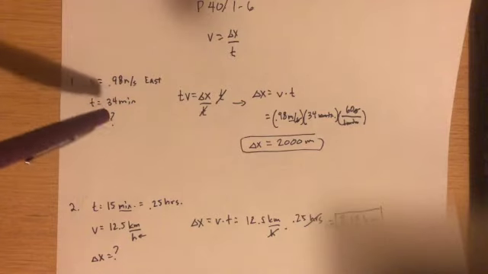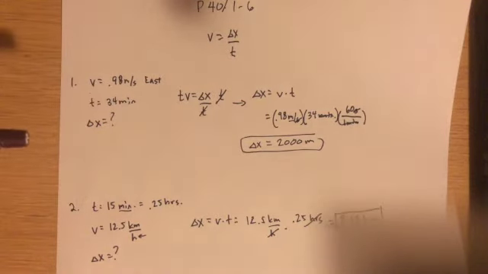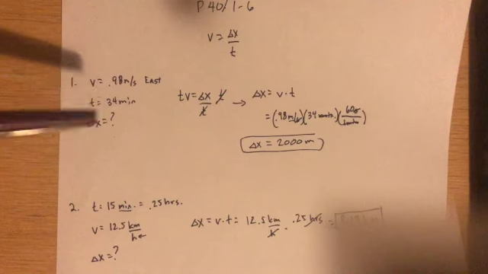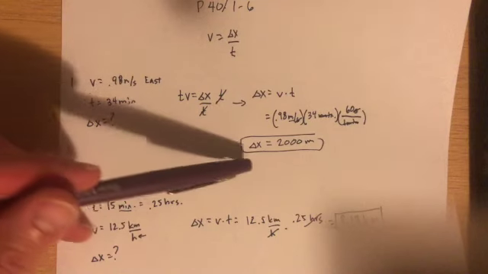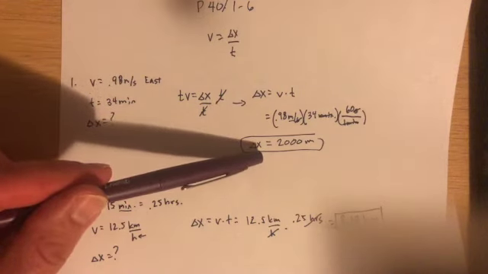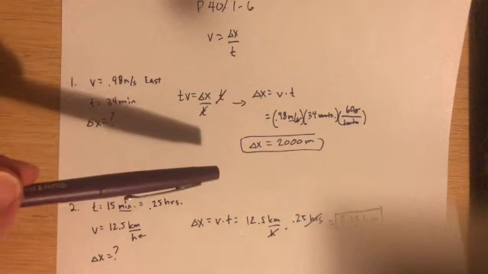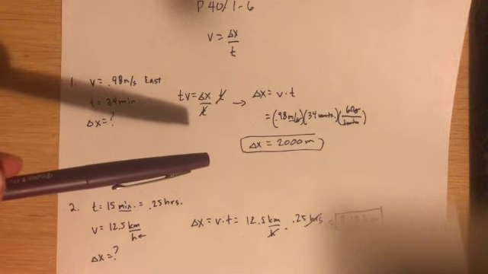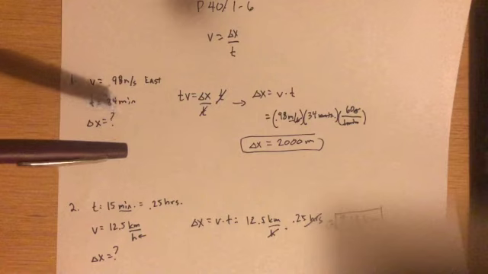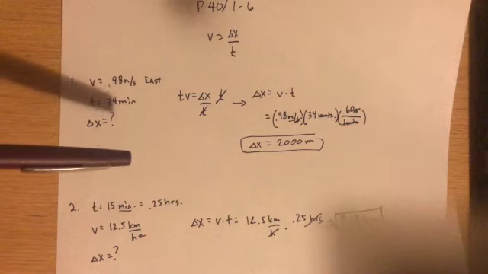So that is a 5-point problem. I would get 5 points of credit for that. If all I saw was this answer, 2,000 meters, that would be minus 4, so that'd be 1 out of 5. This is a way for you to show me how you know how to get the right answer.